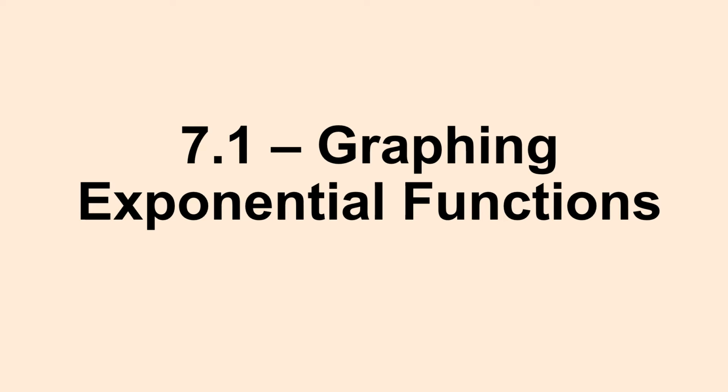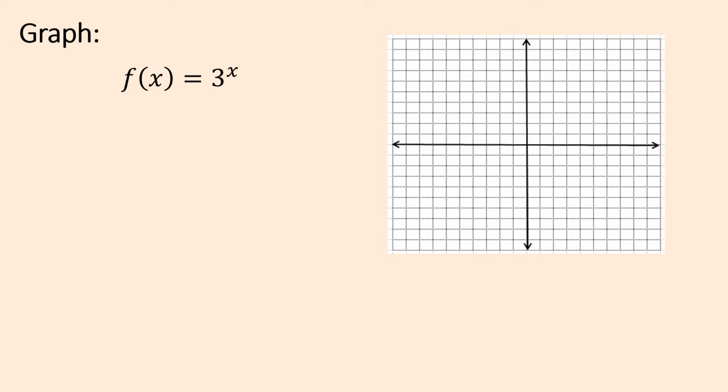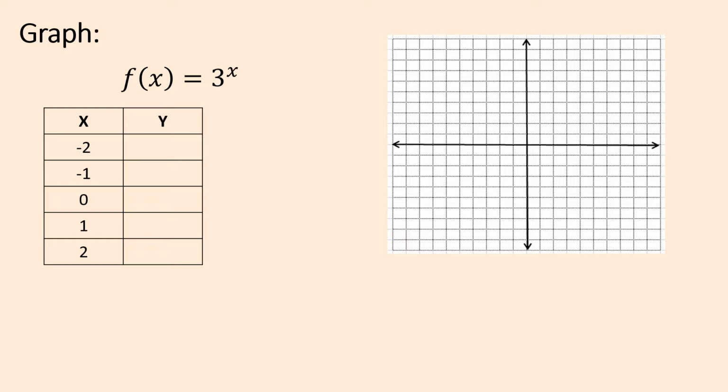Chapter 7 focuses on logarithms, and we start the chapter by graphing exponential functions. So let's say we want to graph the equation y equals 3 to the x power, or in function notation, f of x equals 3 to the x power. I'm going to start off by making a table. I put x's in. I've just picked some x's from -2 to +2. I didn't pick them for any particular reason.